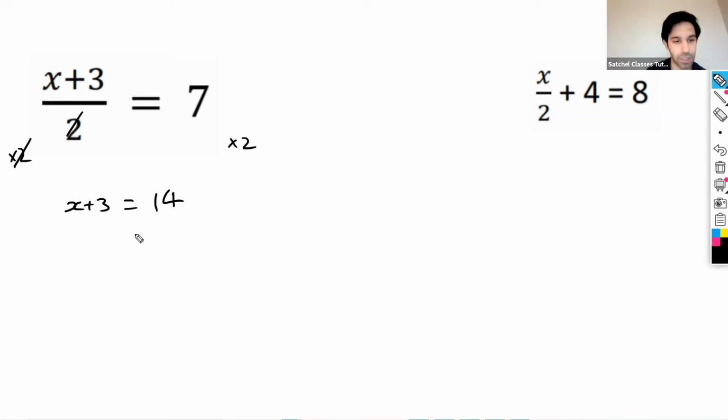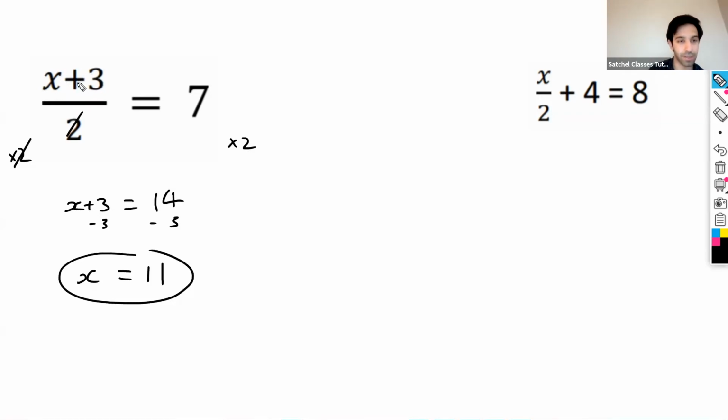7 times 2 is 14. Now what we have is a one-step equation, so I need to subtract 3 from both sides, and what we'll end up with is x is equal to 11. And now let's sub 11 back into this equation here.